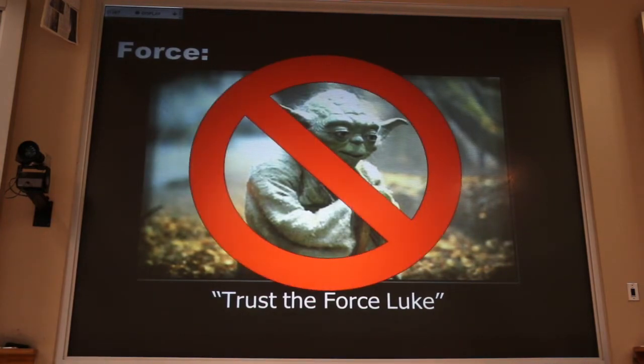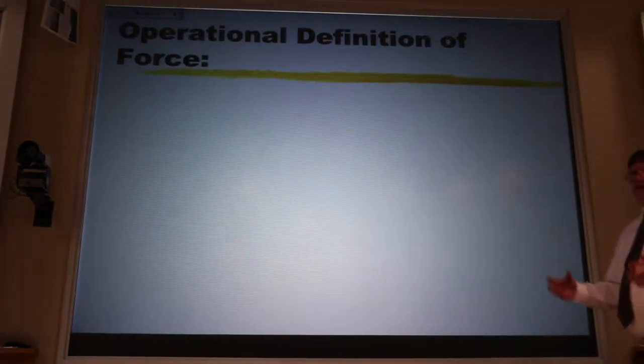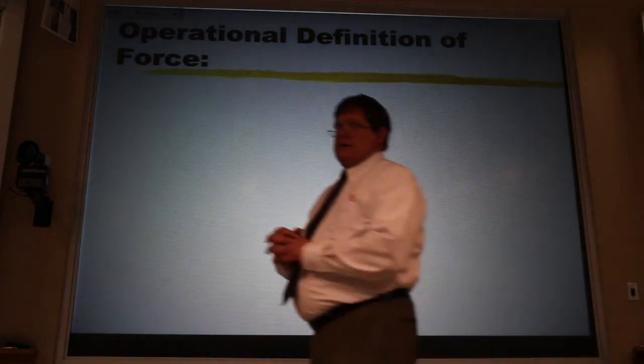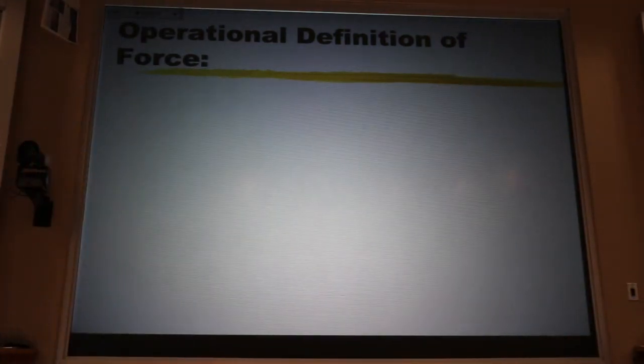Sorry, Yoda, that's not it. In physics, we look for operational definitions. An operational definition is a recipe that we follow in order to create the thing we're defining or to measure the thing we are defining. In this case, we would like to get a number for the thing that we are defining.